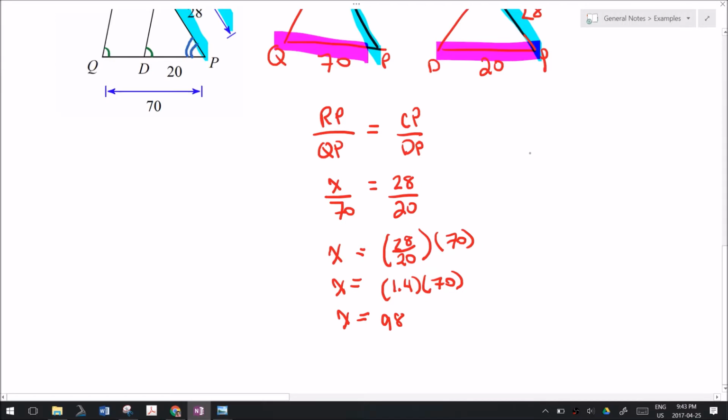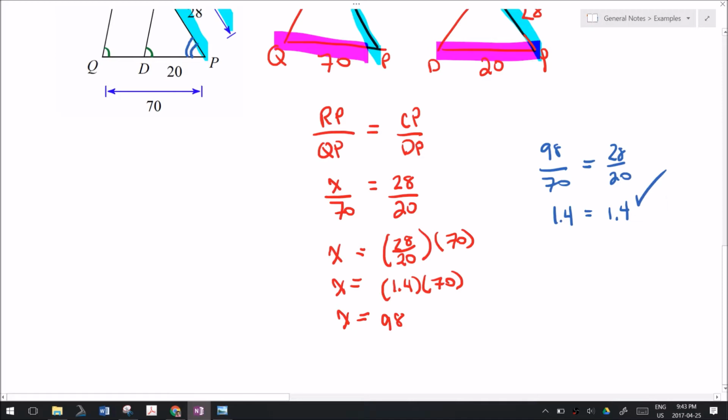So to check it, 98 divided by 70 should be equal to 28 divided by 20. And so if I do that, I get 1.4 and 1.4. So I know my answer is correct.